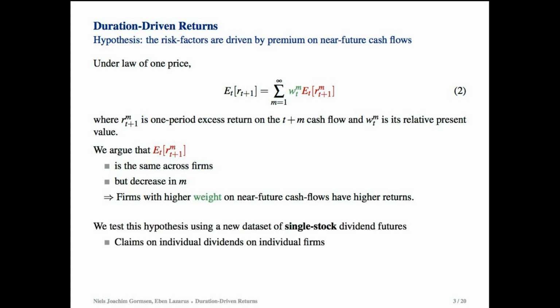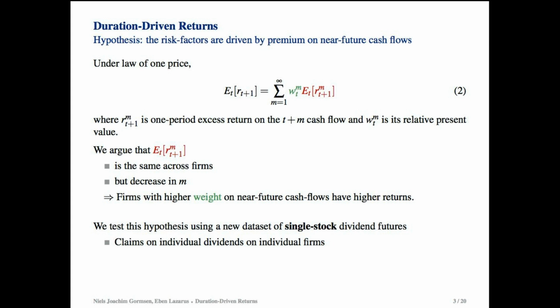So this is a hypothesis, and it might seem like something that's hard to test, but actually there is this new data of single stock dividend futures, which are basically claims on individual dividends on individual firms. So I'll talk more about this later, but I can go out and buy the dividend that's paid out on Apple in 2023, for instance. That's one specific cash flow on one specific firm.